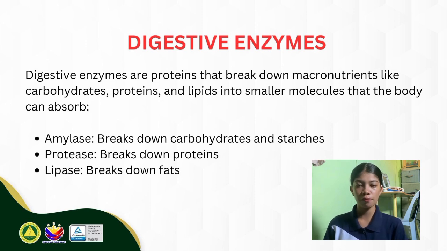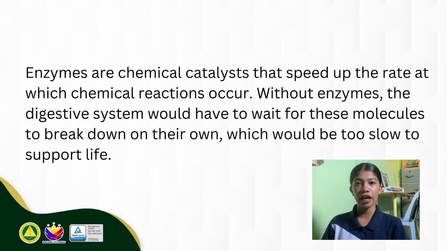There are different types of enzymes, each with a specific job. Amylase breaks down carbohydrates like bread and pasta. Protease breaks down proteins found in meat and beans. Lipase breaks down fats from foods like butter and oil. These enzymes work together in our digestive system to help us get the nutrients we need from the food we eat. Enzymes are like tiny helpers in our bodies that speed up the process of breaking down food.